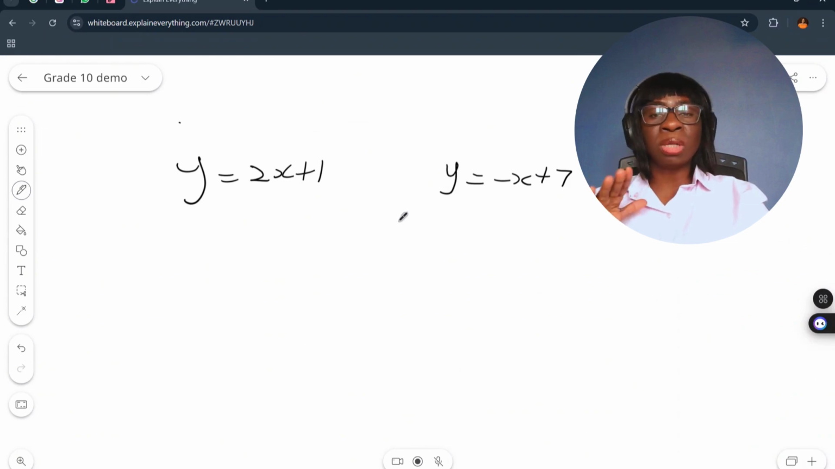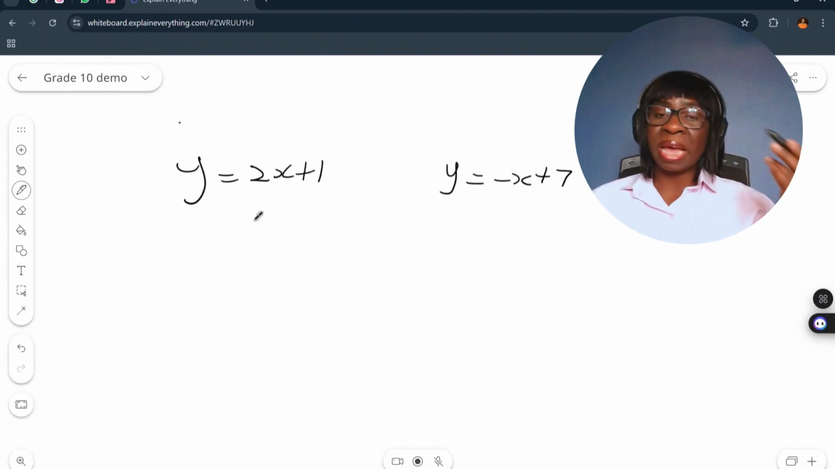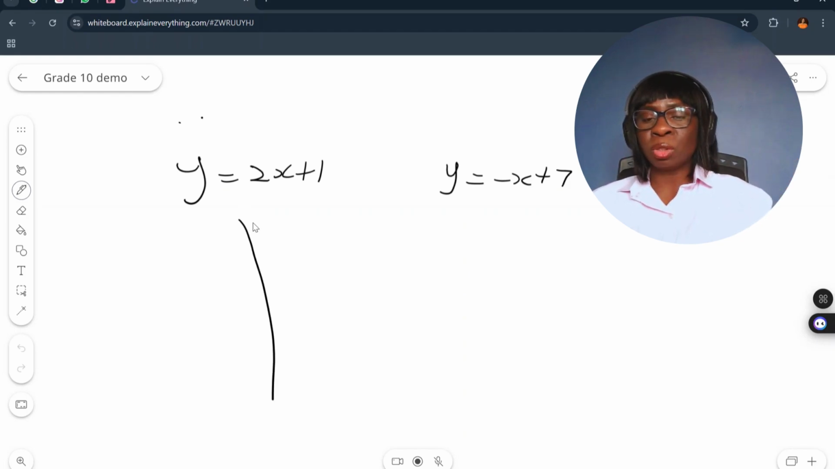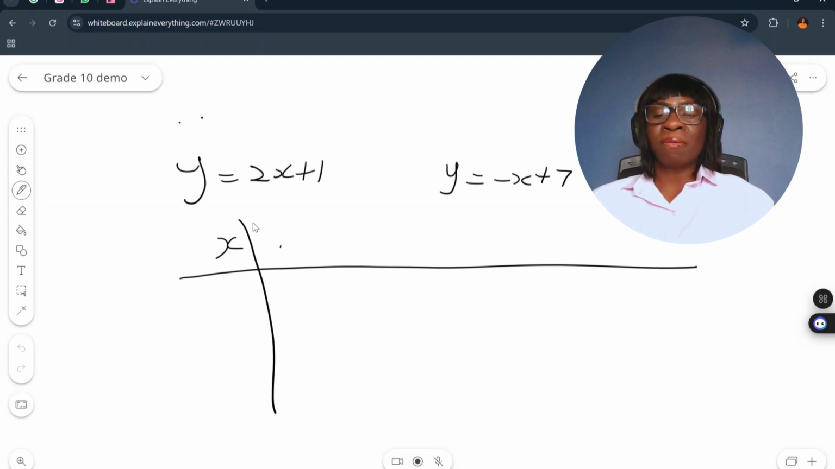So what we have to do now is to make a table of values for each. Now let's make a table of values. You can pick any point that you want. So now for this one, we'll have something like this. Then let's pick values for x. Then we have 2x plus 1 here, and then let's have minus x plus 7 here.